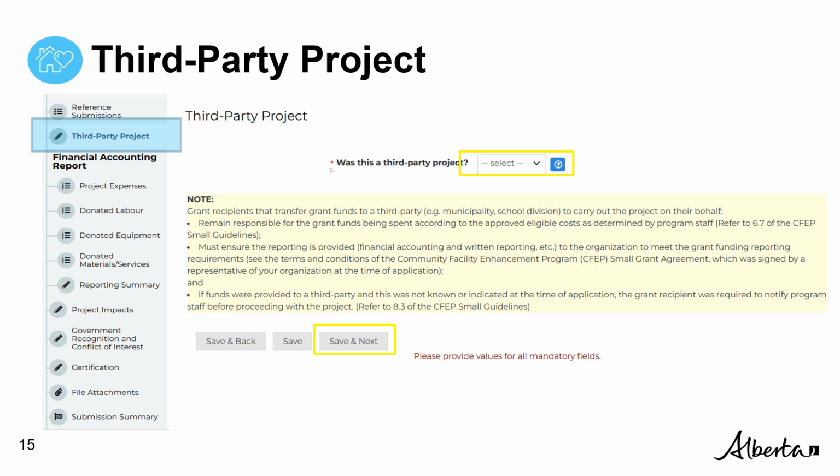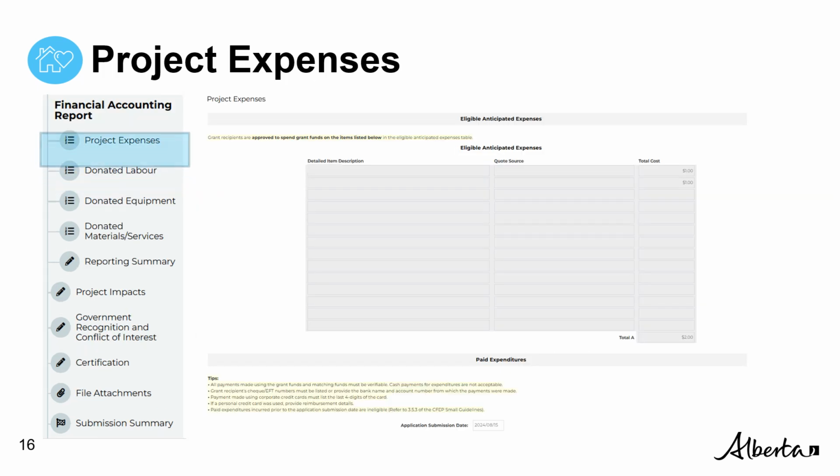Next is the Project Expenses page, where we will begin filling out the financial accounting report for your project. Please follow along as we take you through each component. At the top of the page is where you will find the Eligible Anticipated Expenses table, which will be pre-populated for you with the approved and eligible expenses. Note, you can access this page anytime during the life of the grant to verify the eligible budget and the approved expenditure line items.